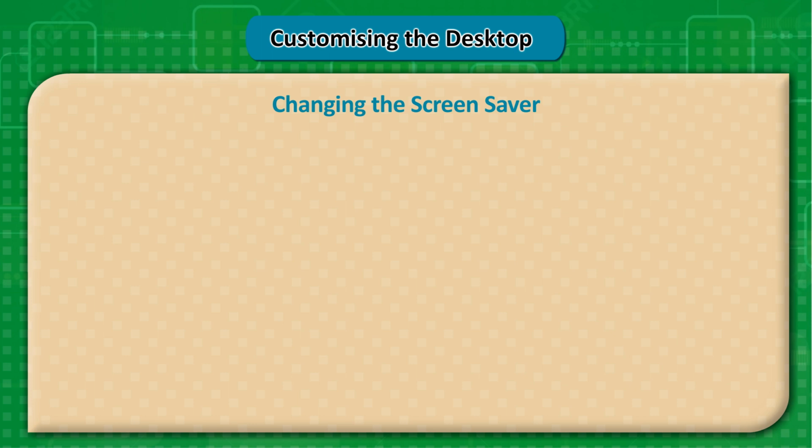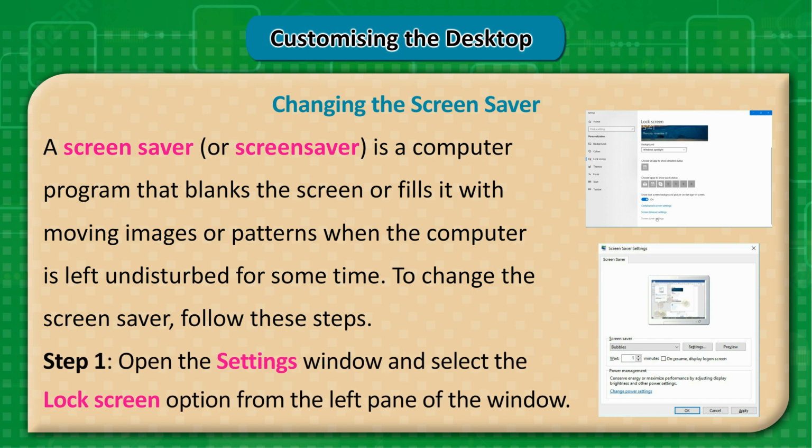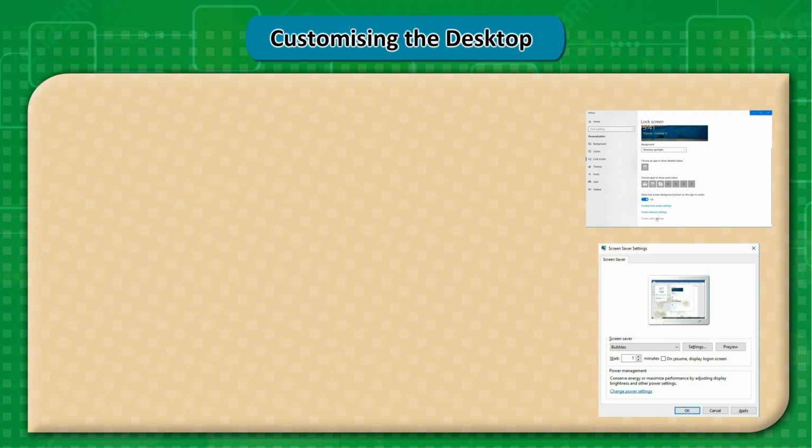Changing the screensaver. A screensaver is a computer program that blanks the screen or fills it with moving images or patterns when the computer is left undisturbed for some time. To change the screensaver, follow these steps. Step 1. Open the settings window and select the Lock screen option from the left pane of the window.